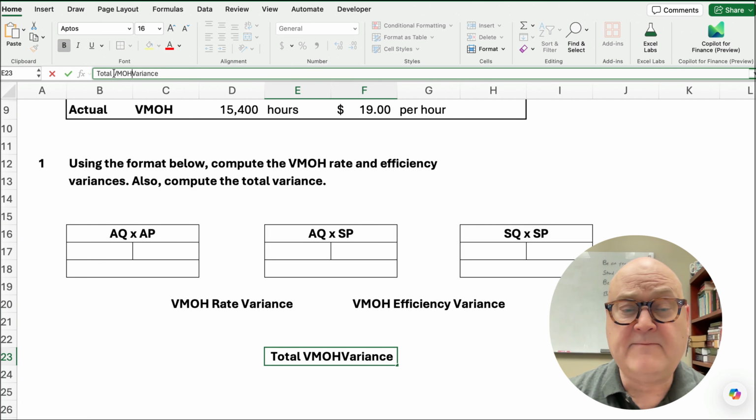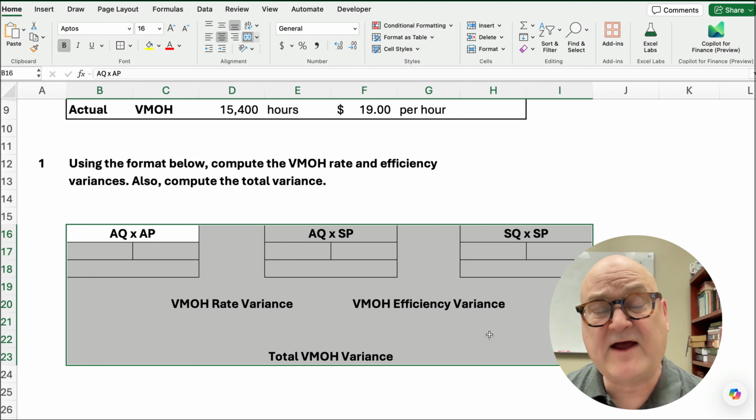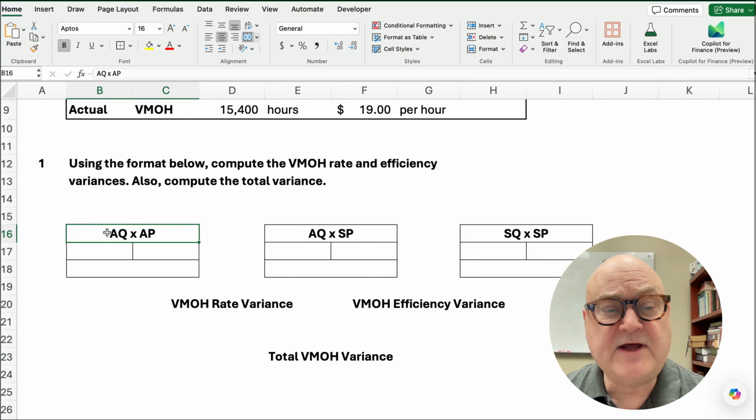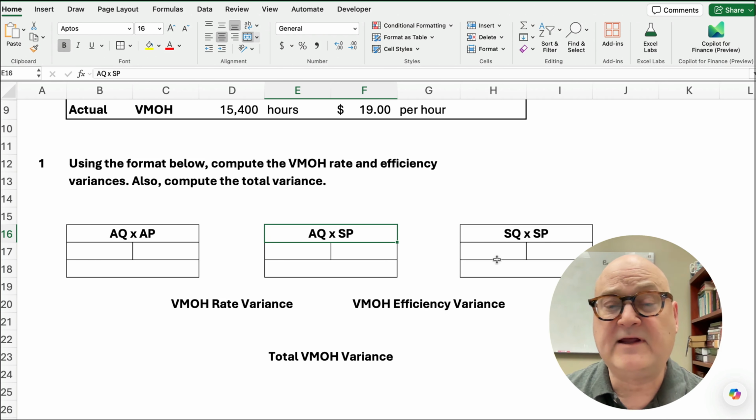Now, there's two ways to do this. I do this little template format so I don't have to remember the formulas. I guess it's one way to remember formulas, but here, if I can just set this up AQ times AP and then AQ times SP, then SQ times SP. So this is actual quantity and actual price, actual quantity, standard price, standard quantity, and standard price. I've got the one on the left and I got the one on the right. I just have to remember the one in the middle.